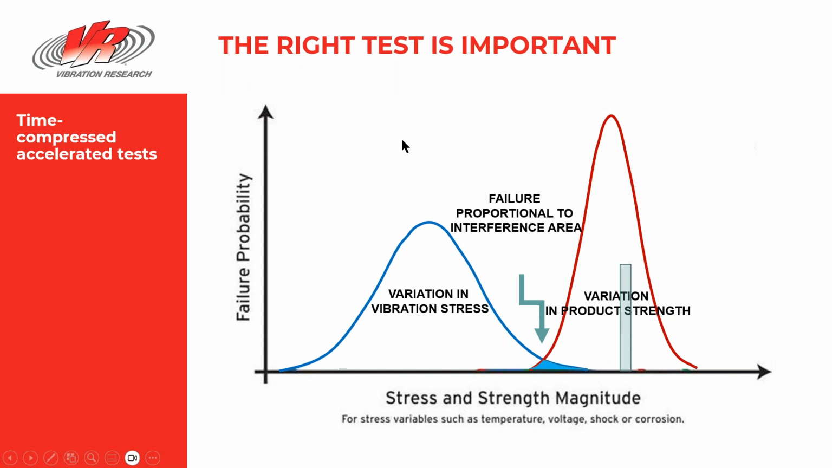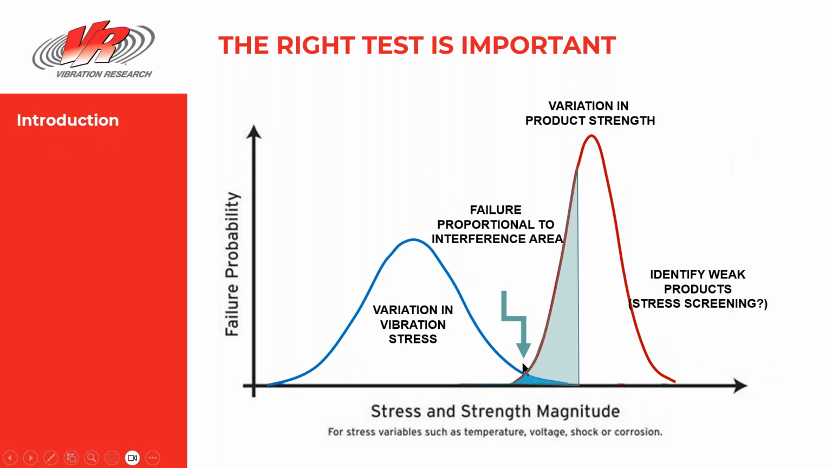So the whole issue with generating your own vibration profile is down to time compression of tests. You're all going to want time compressed tests, so this is where we look at being able to accelerate tests. If we look at the variation in stress levels of the actual environment out there, you've got a distribution of that. You've got a distribution of strength of the product over here on the right hand side, and the failure proportion is where those two interface.